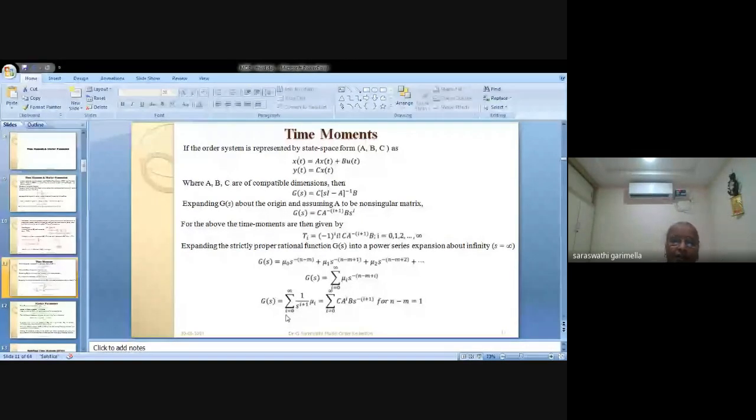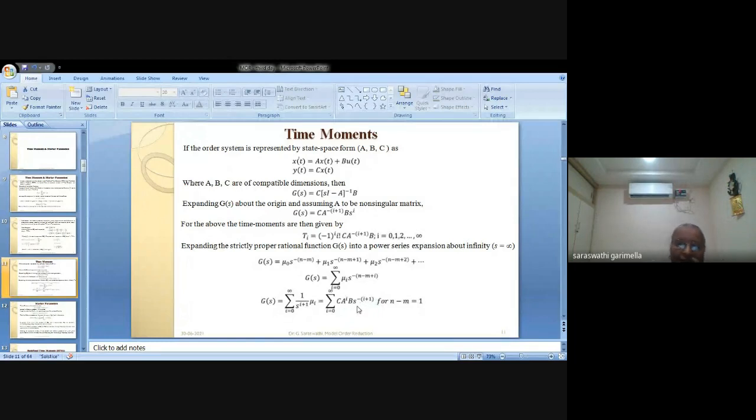So i runs from 0 to infinity, s to the power of minus (i plus 1) mu i, or if you substitute mu, this is C A to the power of i B. There are derivations here, but I avoided them and wrote only the final answer, because that is a two-page derivation with matrices. Please excuse me.